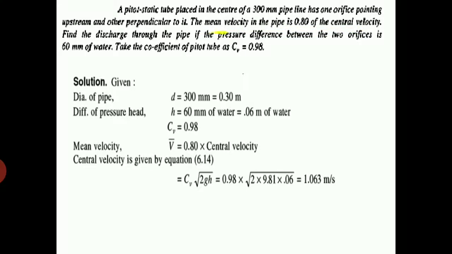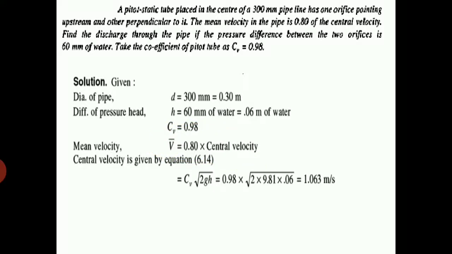That is, mean velocity is equal to 0.8 times the central velocity. So also the pressure difference between two orifices is also being given to us. That is, x is equal to 60 mm of water, and Cv is also being given to us. So by this we can calculate this. We will calculate the central velocity first, and afterwards we can calculate discharge by the equation Q is equal to A into V. So diameter is being given to us, h is 60 mm of water, which is equal to 0.06 meter of water. Cv is also being known to us, and V is equal to 0.8 into central velocity.